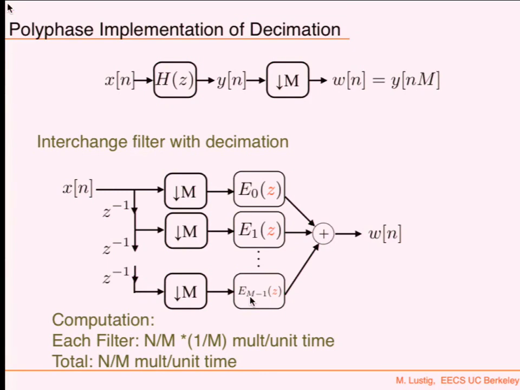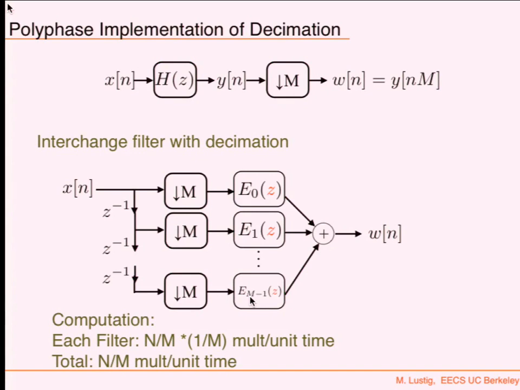It's 1 over m, because we decimated. This filter's kind of waiting, because nothing comes in for m time points, because it's decimating. Samples are coming in, but nothing comes to this filter. So you don't need to compute this, right?